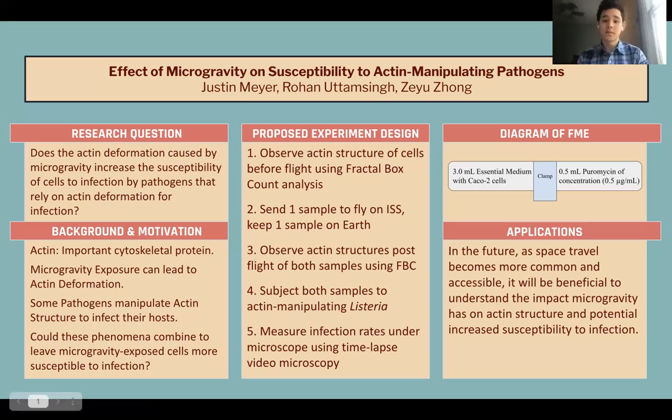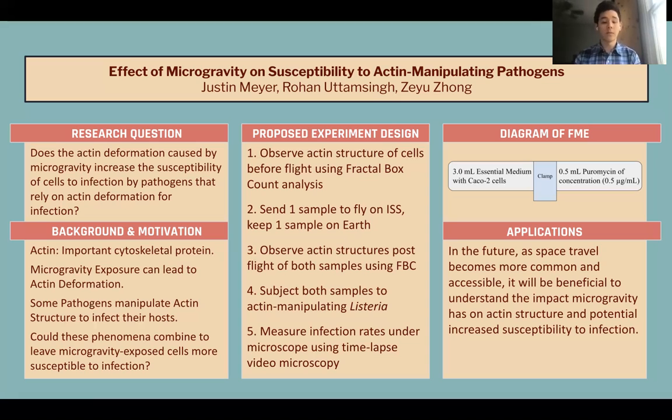Once the cells come back down from the ISS, we will again analyze both the control and the ISS sample using fractal box count analysis and record any differences between the two. Then after we record that data, we will subject both samples to Listeria, which is a pathogen that manipulates actin and spreads between cells by using the actin to form sort of a comet tail that allows it to propel itself into different cells and infect them.